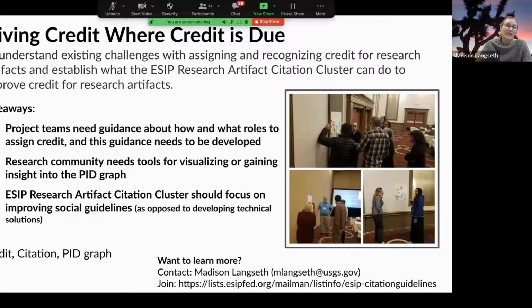And 2 major needs emerged from this activity. So the first, that project teams need guidance about how and what roles to assign credit, and that this guidance isn't out there, so it needs to be developed. And second, that the research community needs tools for visualizing and gaining insight into the PID graph. In a follow-up meeting with cluster members, we established that our cluster should really focus on improving social guidelines as opposed to developing technical solutions. That's kind of where our expertise lies. So that means that we will likely be working on developing some guidance related to our first takeaway. And we'll be doing that in our subsequent cluster meetings. So if anyone is interested in helping with this effort, please join our cluster. There's a link there at the bottom of the slide. Thanks.